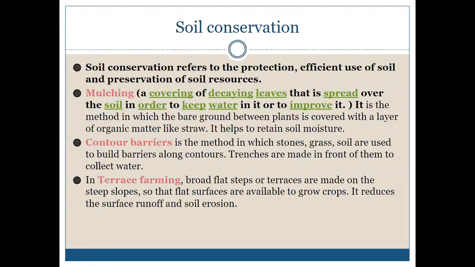The next is contour barriers. It is the method in which stone, grass, soil are used to build barriers along contours. Trenches are made in front of them to collect water. Terrace farming: broad flat steps or terraces are made on the steep slope so that flat surfaces are available to grow crops. It reduces the surface runoff and soil erosion.